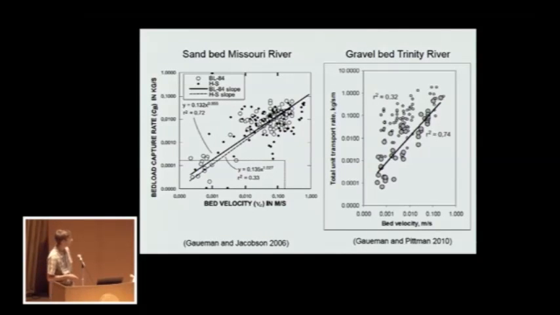Dave Guyman did some work as well on the sand bed Missouri River and the gravel bed Trinity River. He wasn't too happy with the calibration on the Missouri River, and he attributed that lack of calibration to the difficulty of sampling with bedload samplers. On the Trinity River, he divided the data set up into a sand component and a gravel component and showed two different calibration relations. And I'm going to follow a similar path on the Reese.